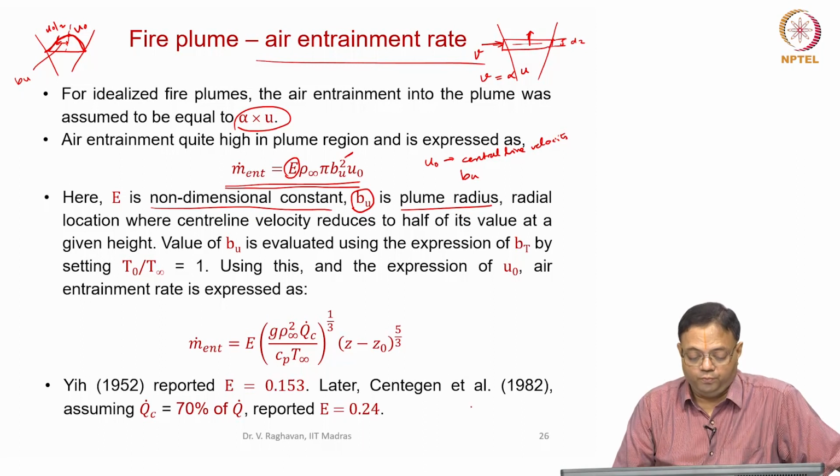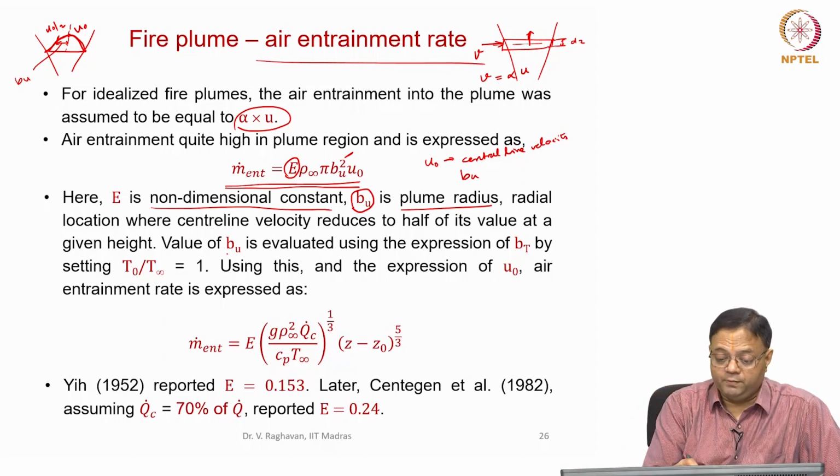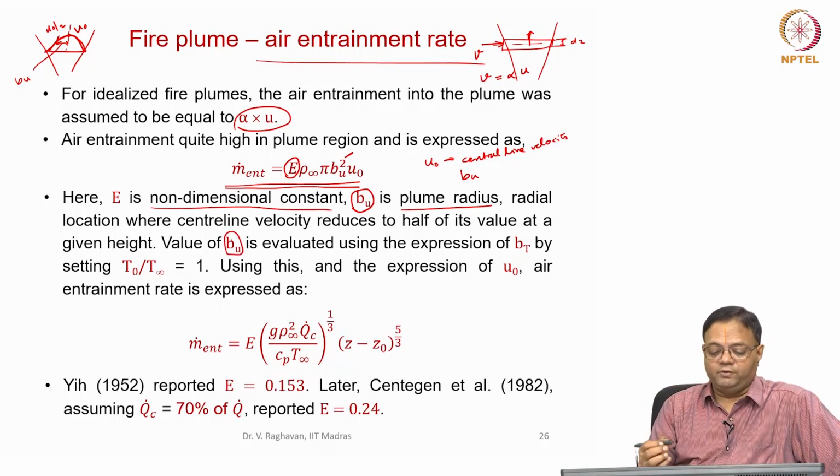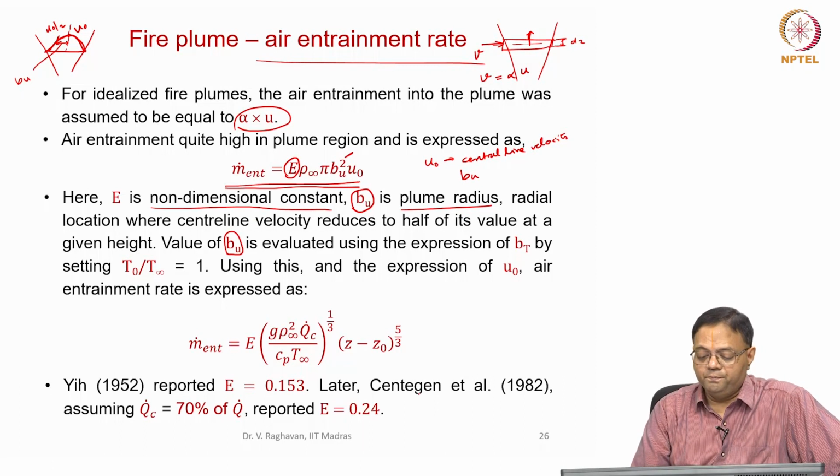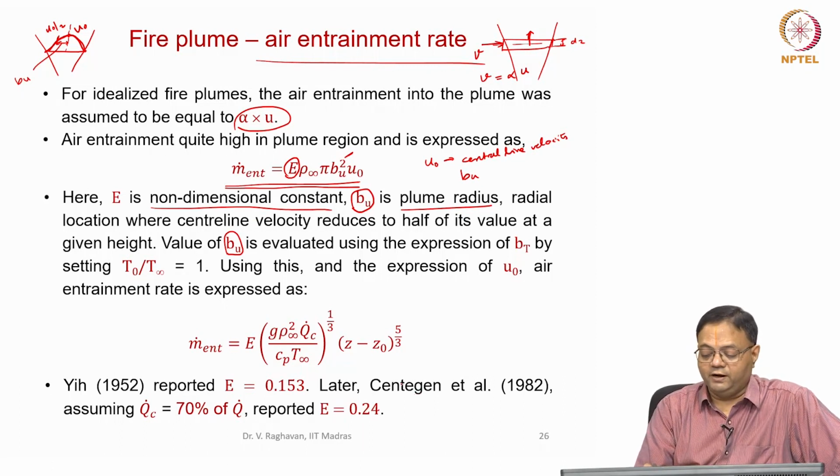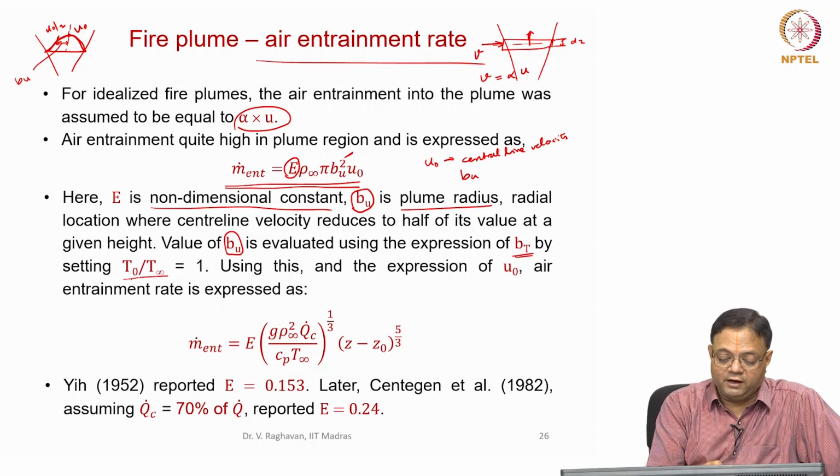Do you understand? Now how will you calculate b u? Again, velocity measurement is normally very complicated. So you can say that the value of b u is evaluated using the expression for b t by setting t naught by t infinity equal to 1.